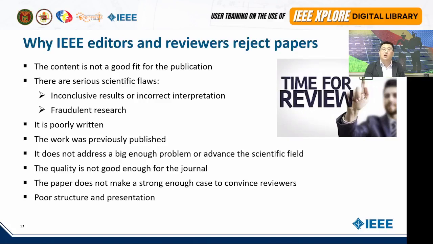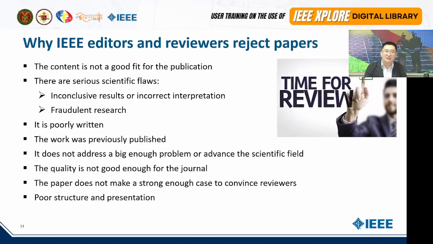And there are worse cases. There are possibilities where the research paper has some scientific flaws, inconclusive results, or even incorrect interpretation of the results. Fraudulent, faked experimental results are even worse. That is related not to the research, but to your research ethics as a researcher.